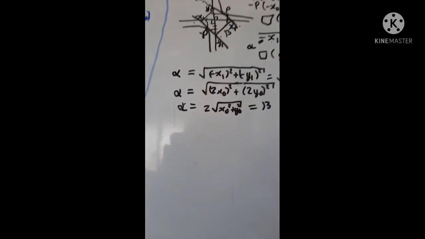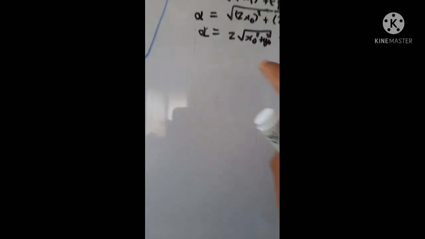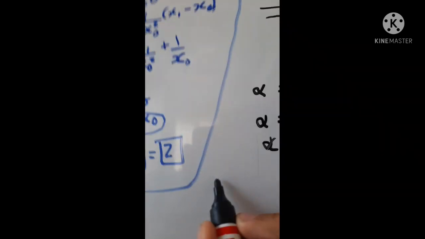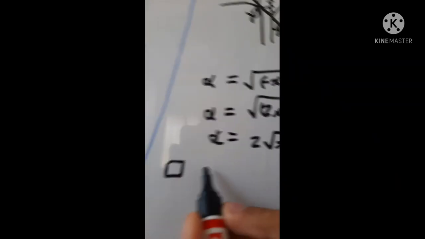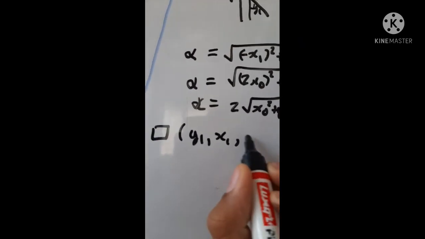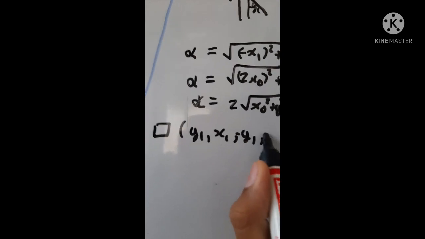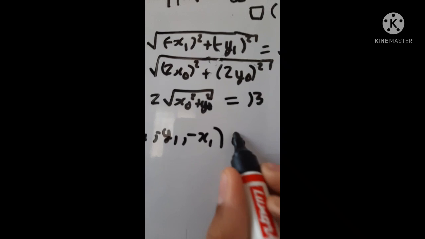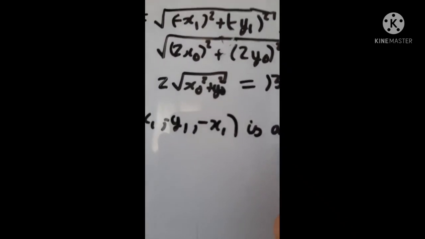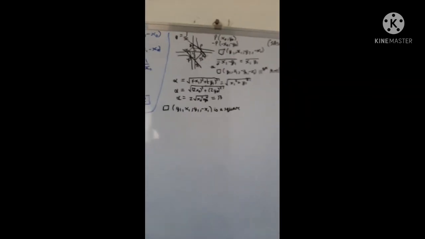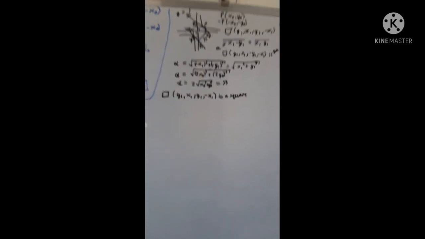Right, so far we've got those distances, so we can just say that this parallelogram, quadrilateral, is called quadrilateral for now. I'm going to have to write this out again and again, aren't I? Minus y1, minus x1 is a square, and I hope you all agree. So that's part of the problem.